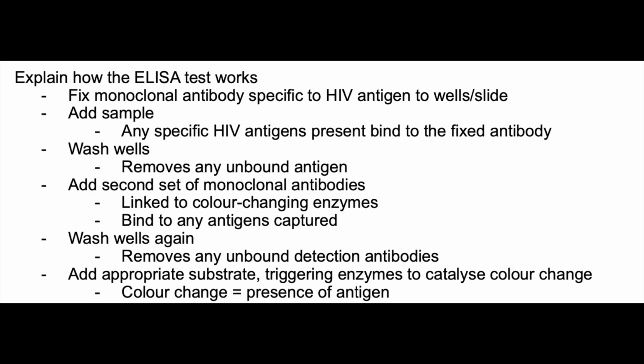You add a second set of monoclonal antibodies, which are linked to colour-changing enzymes, and these bind to any antigens which you previously captured. You wash your wells again, and this removes any unbound detection antibodies. You then add a suitable or appropriate substrate, and this is going to trigger enzymes which catalyse a colour change. That colour change therefore represents the presence of the HIV antigen. They could ask you why the sample is washed twice, and that's in order to prevent false positive results.